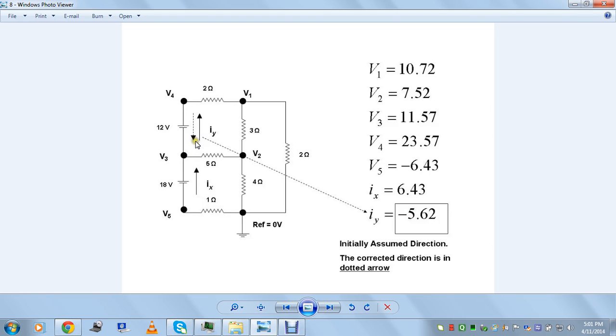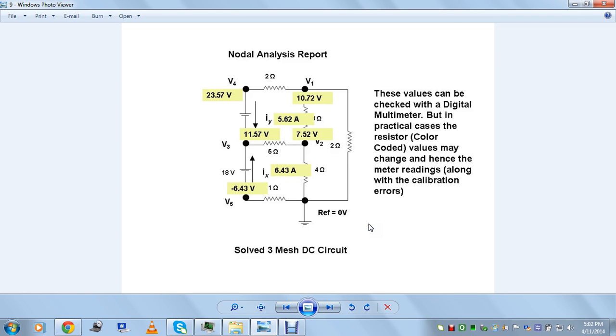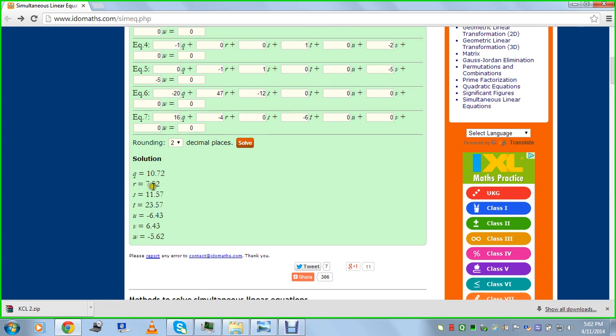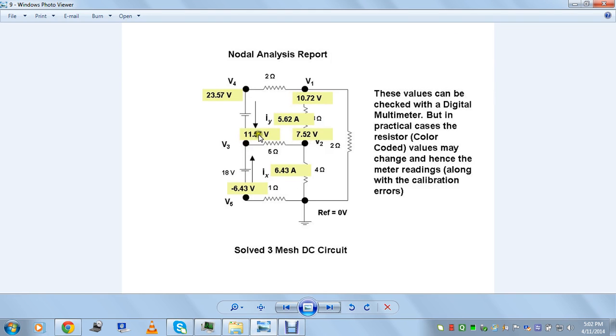Both these currents flow towards V3, and the voltage levels identified here are V1 is 10.72 and V2 is 7.52. So all the values, when clearly indicated in the circuit, look somewhat like this now. You have the website solved for the values. For instance, S is 11.57, so V3 is 11.57 volts, with a current of IY 5.62 amperes flowing towards V3. So this is just a mouse clicking procedure almost, on the website.